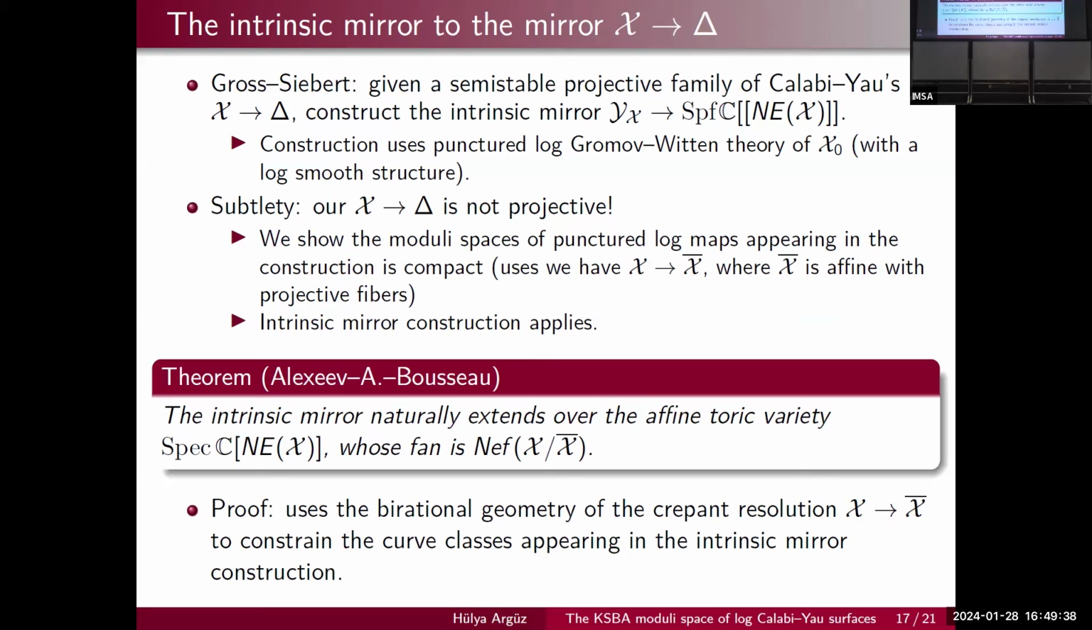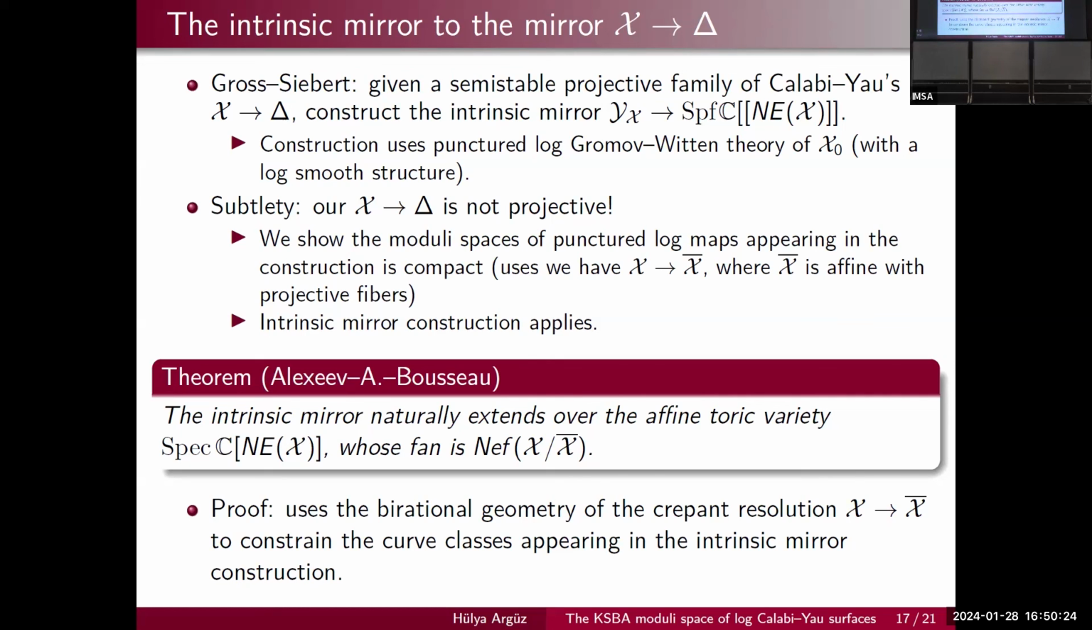We cannot actually directly run the Gross-Siebert mirror construction. It's a generalization of it in some way. The problem is, so far Gross-Siebert worked only in the projective setup. Our family is only quasi-projective, but we do have this map from X to X bar with projective fibers, and we show that all of the punctured log Gromov-Witten invariants that appear in the mirror construction live in compact spaces. The moduli spaces are all compact, so we can generalize Gross-Siebert into this setup.